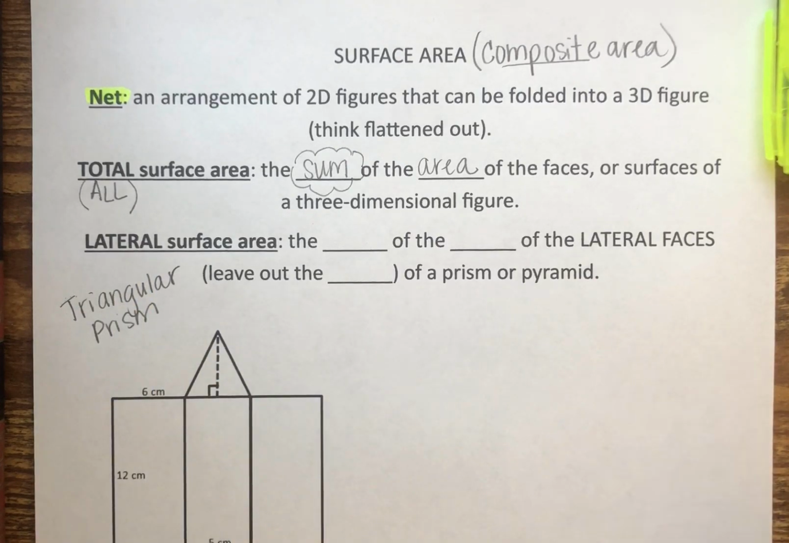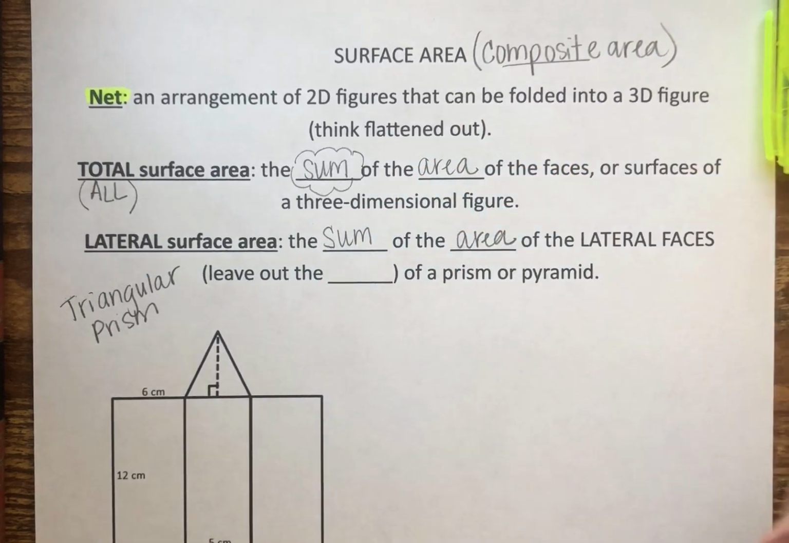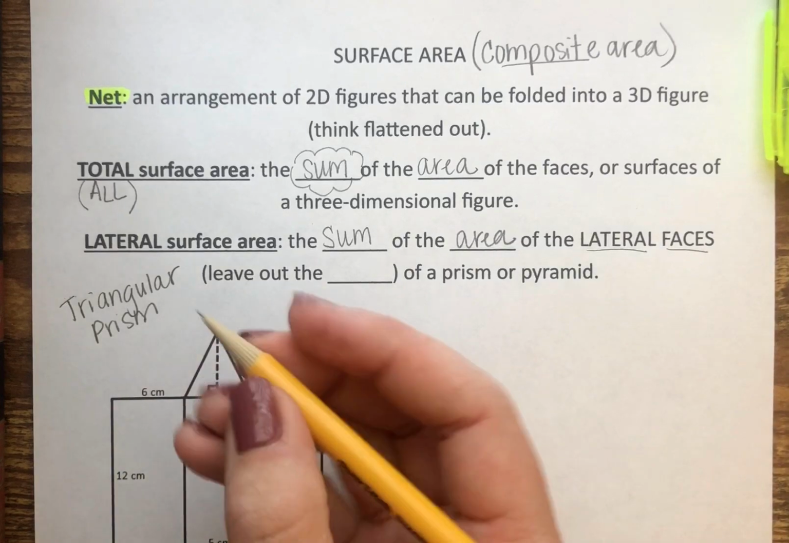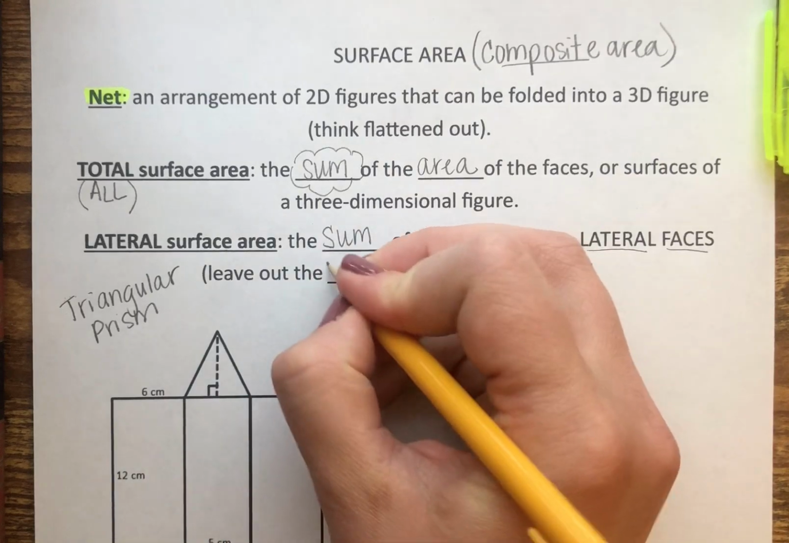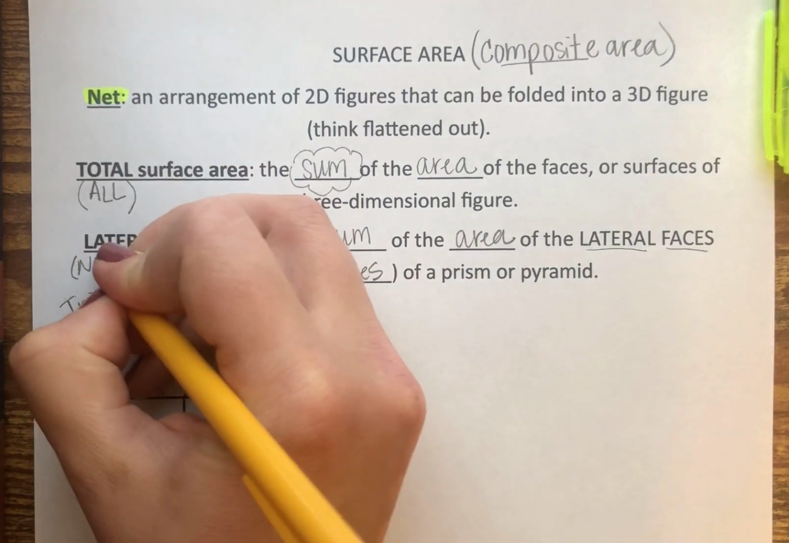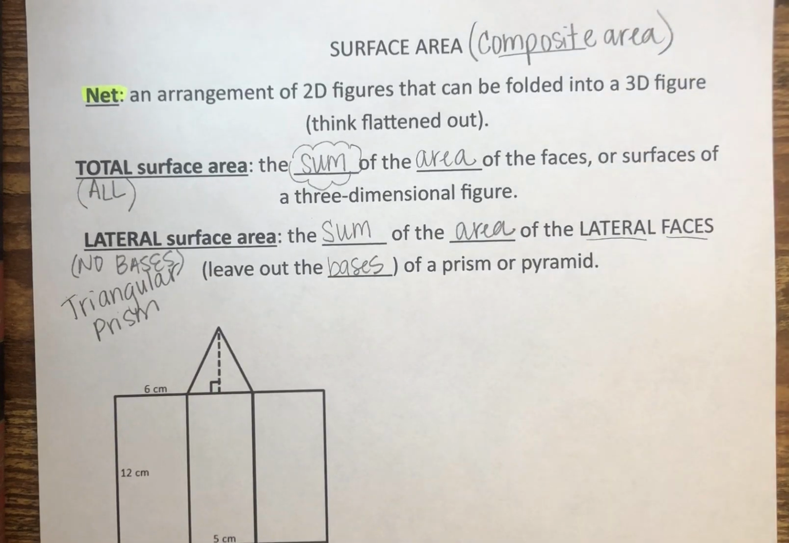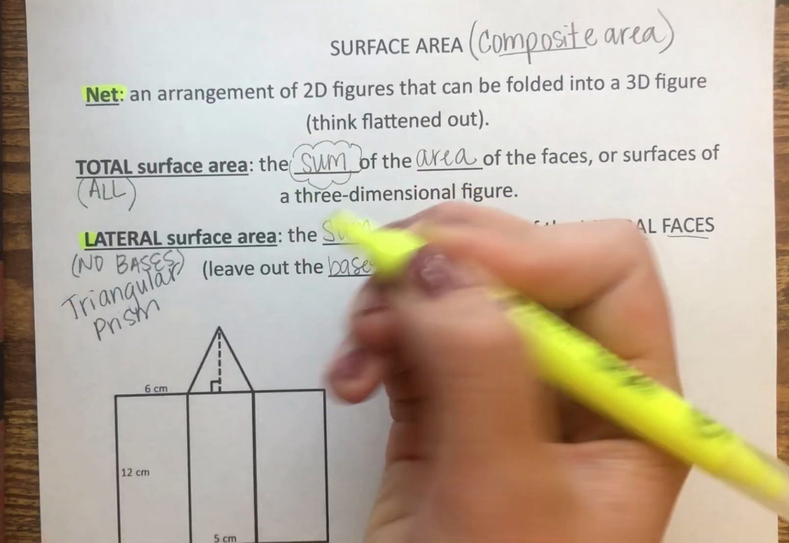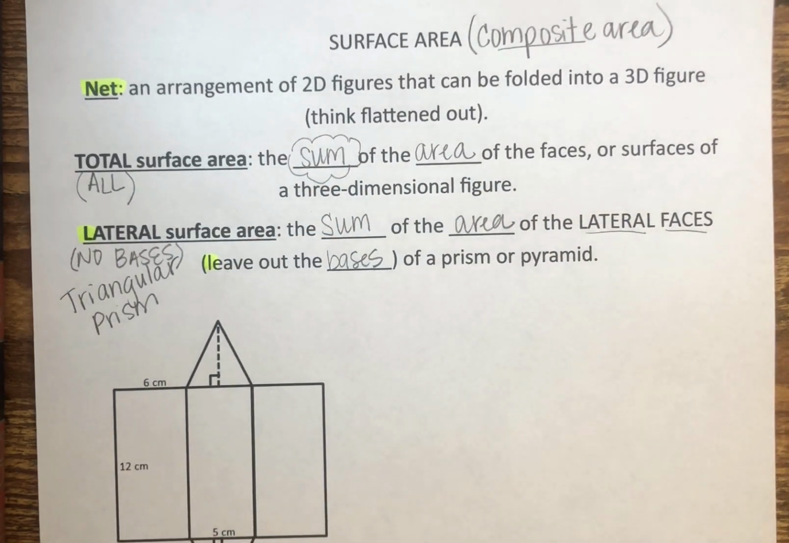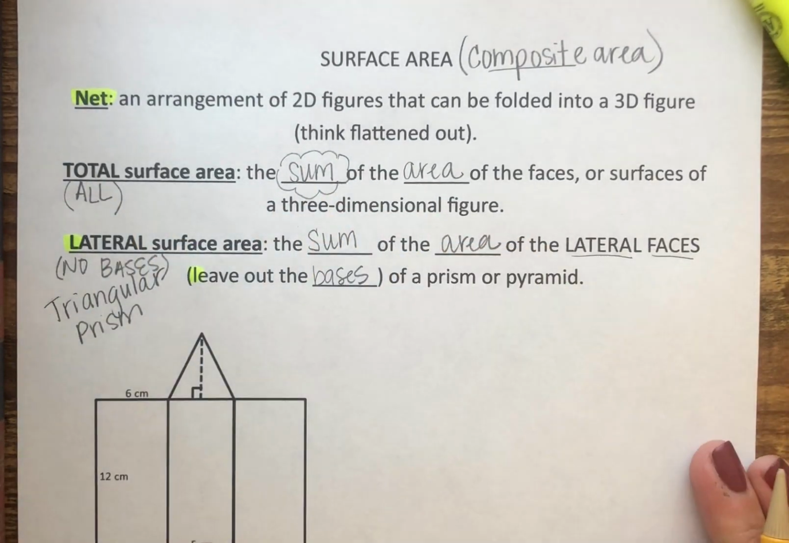Lateral surface area, it sounds very similar. It's the sum of the area of the lateral faces. So it's only the faces. So we're gonna leave out the bases when we're doing lateral surface area. So I want you to put no bases. Lateral starts with an L. I like things that kind of help us to remember. So lateral, starting with an L, leave out the bases. Lateral, you leave them out. Total, we know that the word total is gonna be all. It's gonna be a sum, so that should be pretty straightforward.